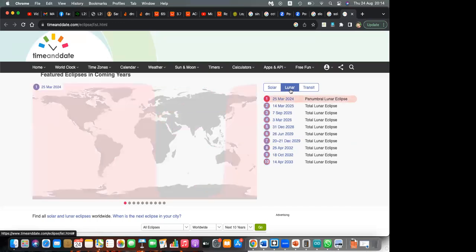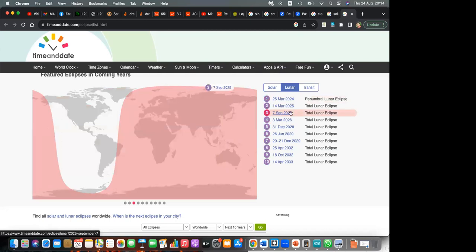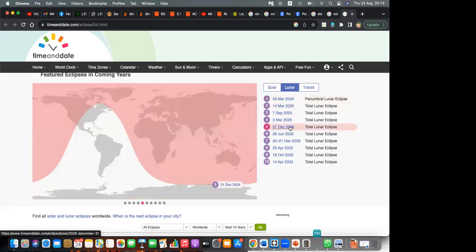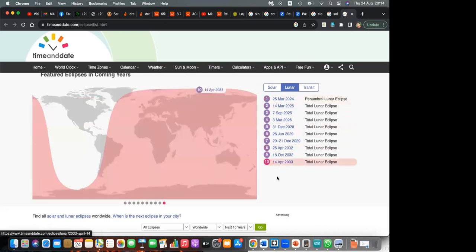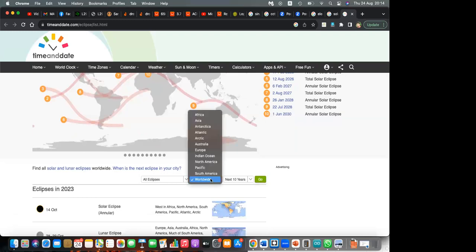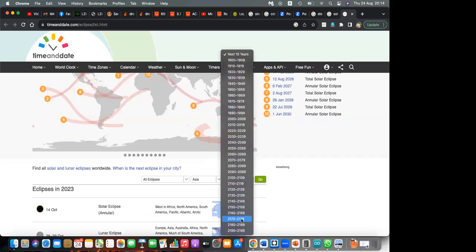Then lunar eclipses, which are more common. You can see in 2025 there will be one, and in 2024 March. There are more for lunar, right, but solar is very difficult to see. Okay, and you can check Asia next. You can see the history. Okay, let's say you can predict this for 2020 to 29.